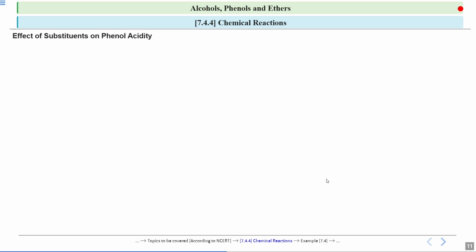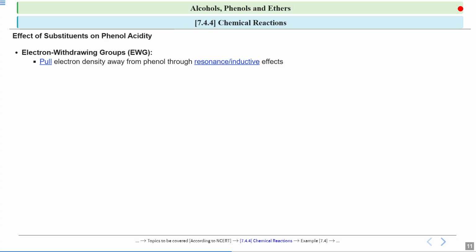Now we will see the effect of substituents on phenol acidity. If I add substituents on phenol, making it a substituted phenol, then how will their acidity be affected? So first we will talk about electron withdrawing groups. If I am adding electron withdrawing groups on the phenol, then can you tell me how will it affect the acidity of the phenol? Can you imagine?